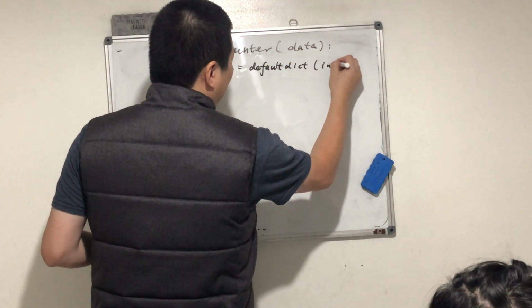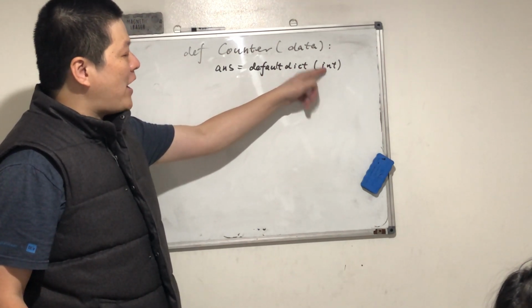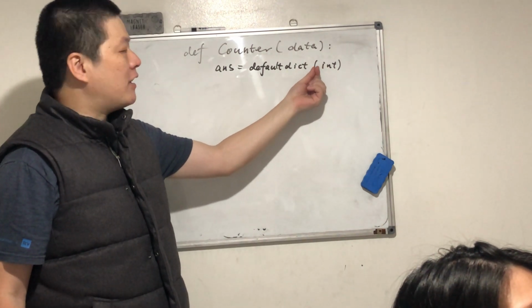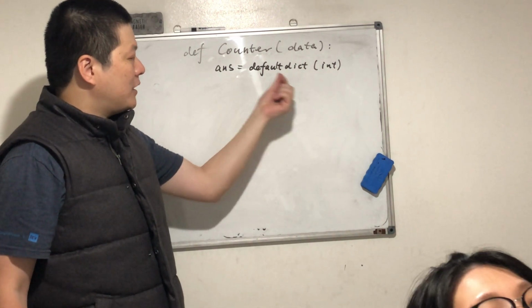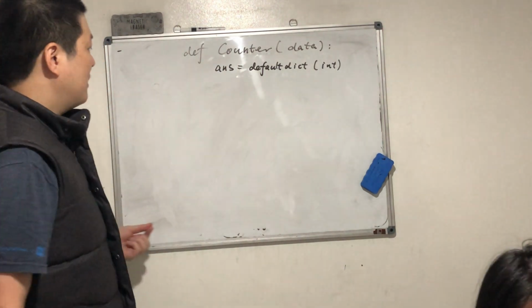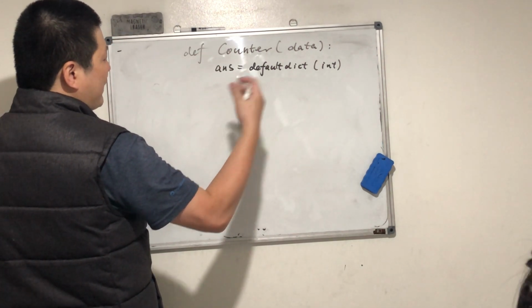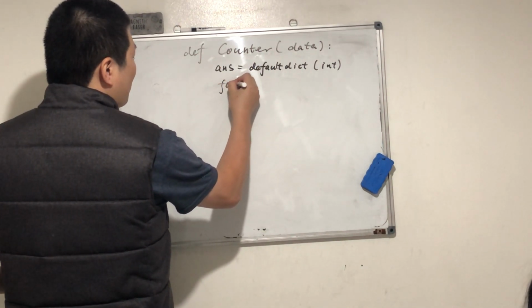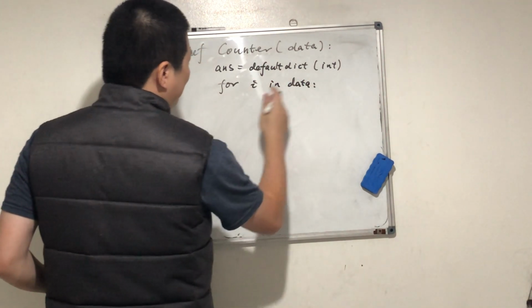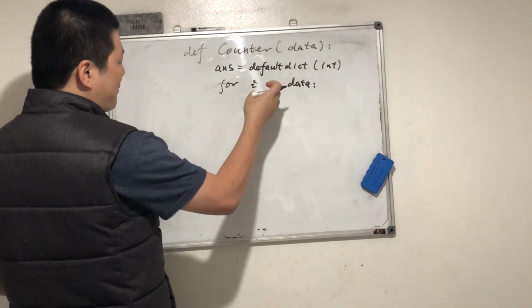int. This int tells us that the value type is integer, and by default, if the key does not exist in the dictionary, the value will be 0. Now we want to iterate over the data, so we use for i in data, so that we go through each item. Each item will be a character in the string, or a number in the list, or any element in the list.